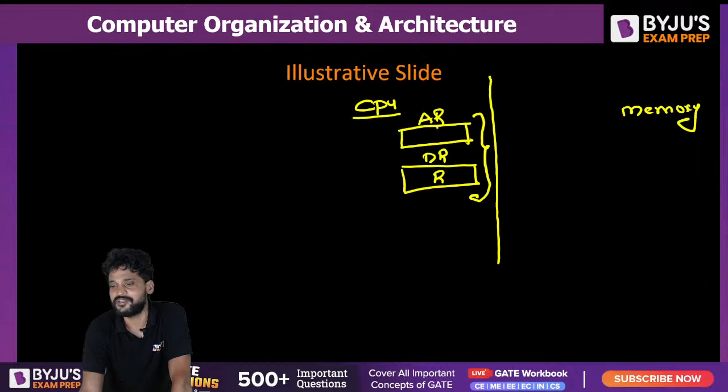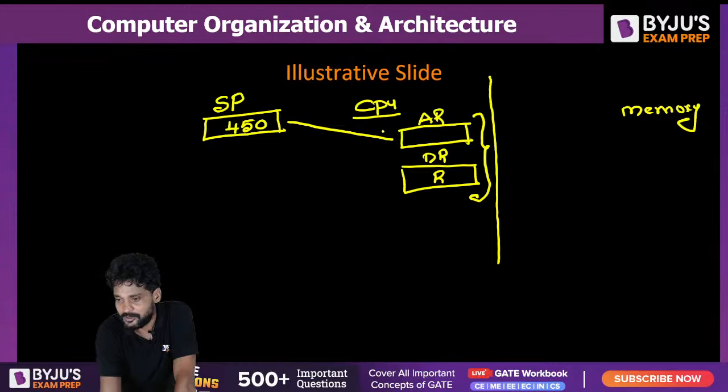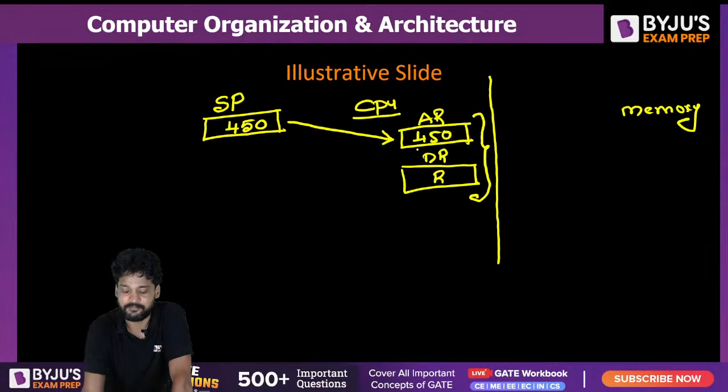Now, address register. What will the address register have? Address register will have a value from the stack pointer. Now, let us say stack pointer is equal to 450. Initially, the address register should be loaded with the value of the stack pointer. Now, 450 will be loaded here. That means that to the memory of the stack pointer, we are going to send R.